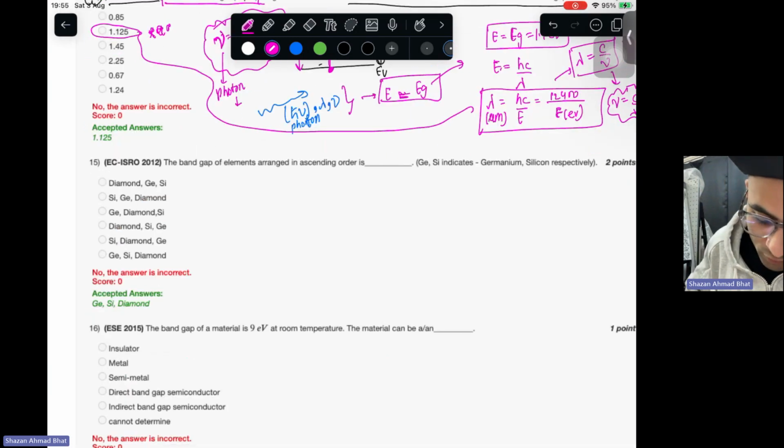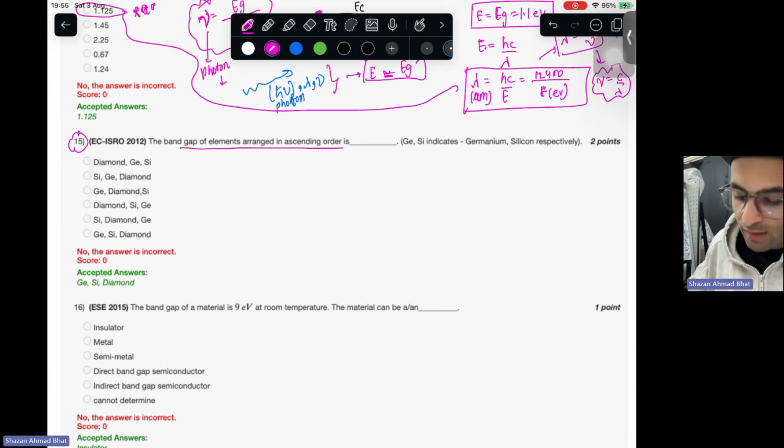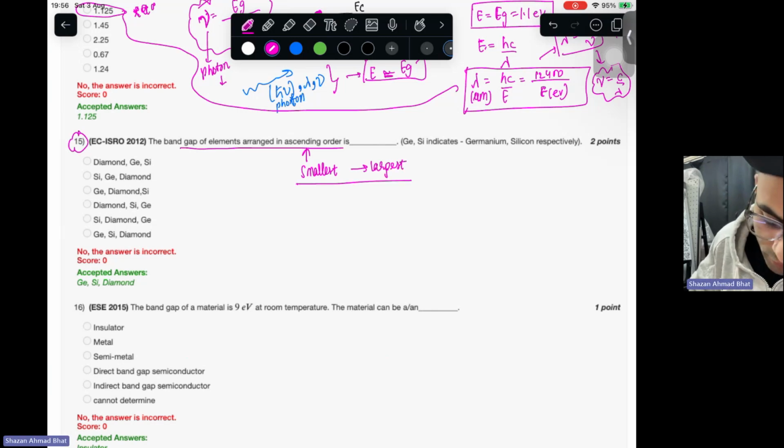Now we move to question 15. The band gaps of germanium and silicon, respectively, are to be arranged in ascending order. So we have to arrange the band gaps in ascending order. Ascending order means smallest first and moving to the largest band gap. We know that diamond is an insulator.